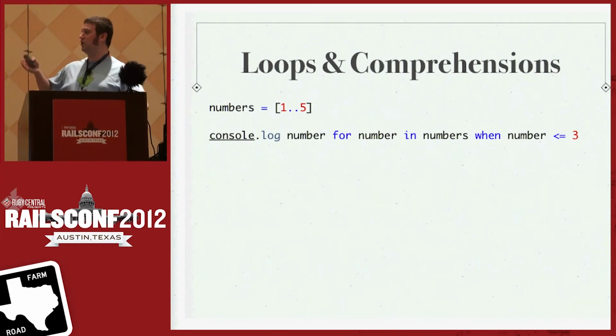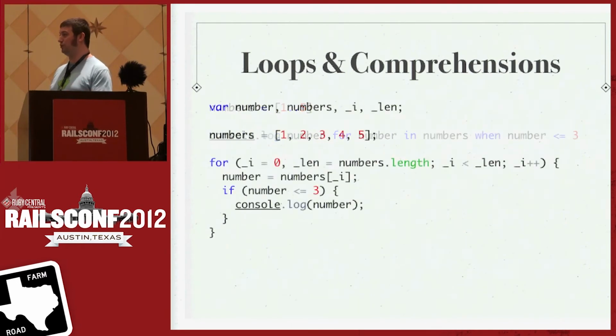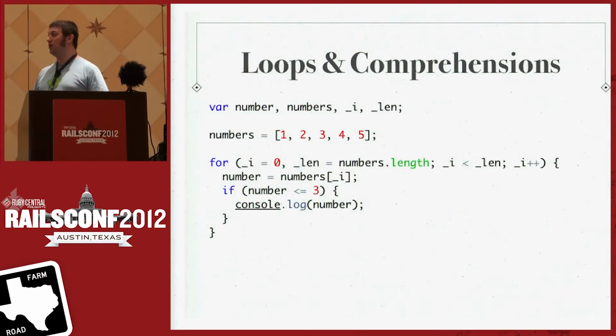So here we can say only print out the number when the number is less than or equal to 3 for each number in this number. Right? So now if we ran this, we would get 1, 2, 3 printed out to the screen. And all this is doing is it's breaking down to that same for loop, this time putting a conditional in the middle of the for loop around our code.